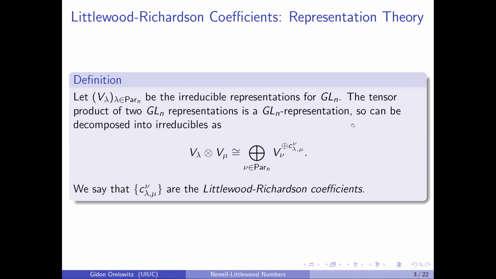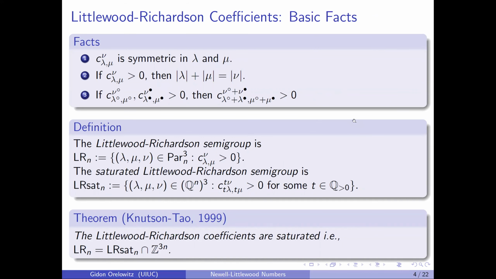So there's a number of basic facts that we can say about these Littlewood-Richardson coefficients. Firstly, the act of taking a tensor product is commutative, so it should be symmetric in lambda and mu. And another thing is, we can define a Littlewood-Richardson triple to just be a triple of partitions with positive LR coefficient. And one thing that we know about LR triples is that the size of lambda plus the size of mu has to equal the size of nu.